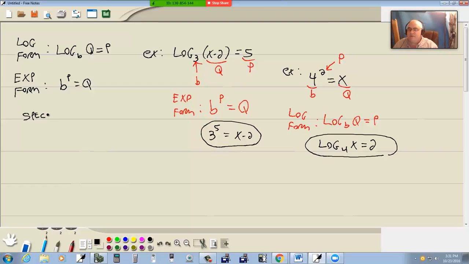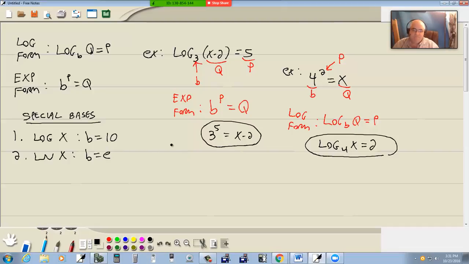Now we have some special bases. If you have, for example, just a log and there's no number there, there's no base, then by default your base is 10. That's a common log. If you have a natural log, it says ln, your base is e.